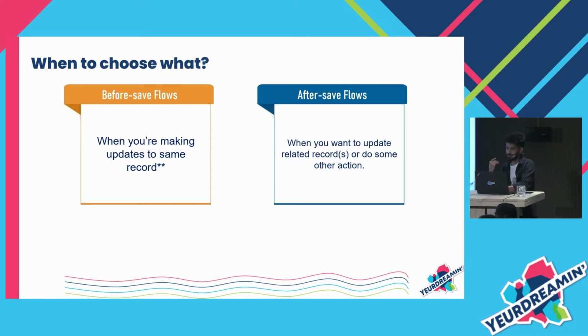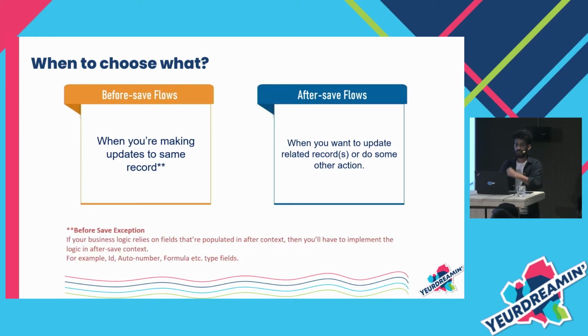But if you see, there are two asterisk signs, because there are some use cases where you can't use before save flows even if you want to make updates to the same record. Any guesses? For example, the ID field is not generated, and if you want to use that ID, send it to some, let's say, external system, or just update it to some external field. In that case, you want to use after save flow, because there is really no choice.